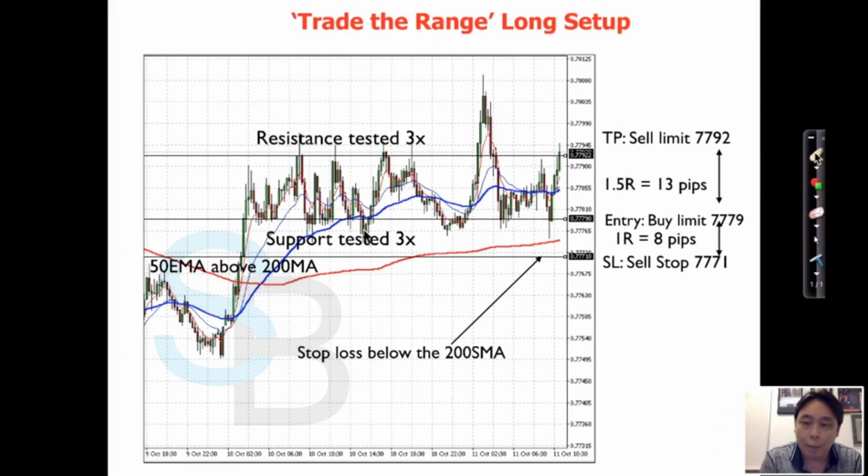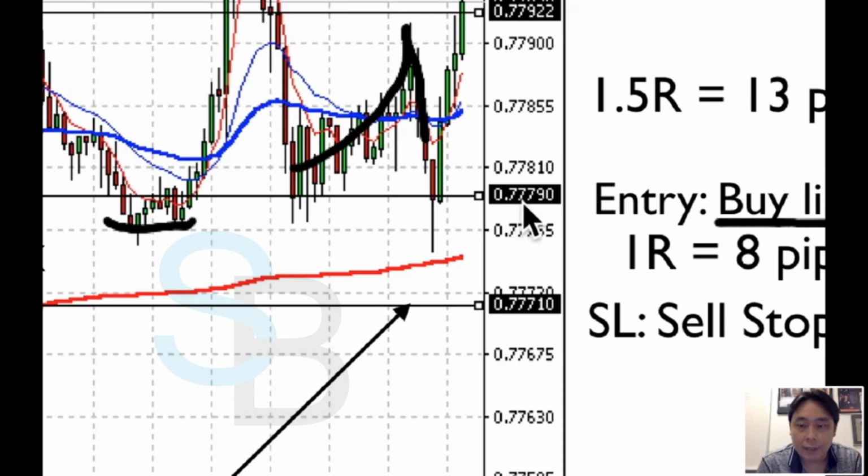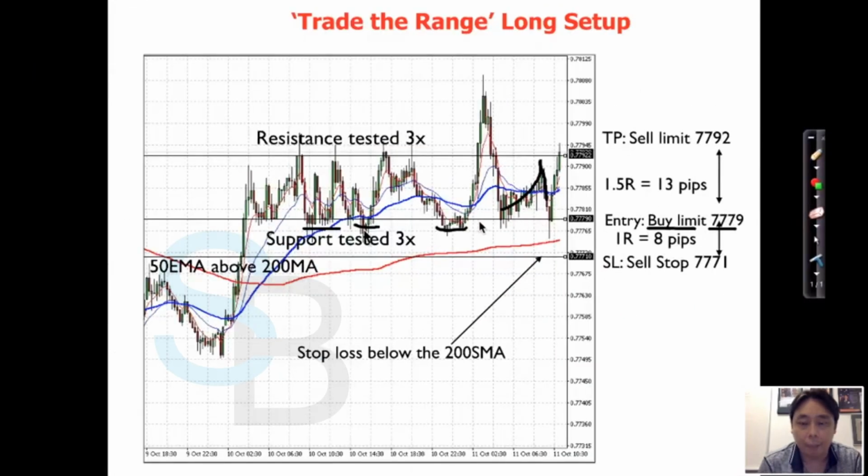Okay, so what happened was I saw the price going up, okay, and it was coming down, and I said, okay, there's a strong support over here. Strong support over here. So I was pretty confident that it was going to bounce. So what did I do? I placed my buy limit order at 7779, which was at that support level.